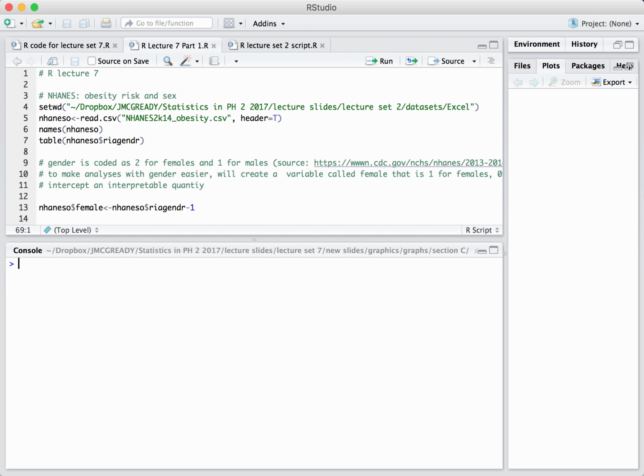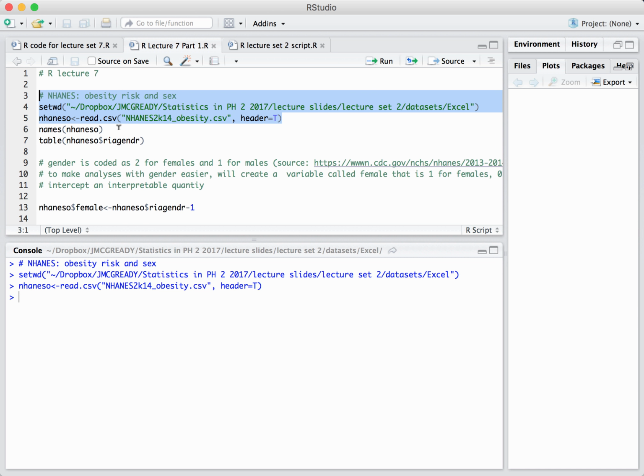So I'm going to be working off the obesity, risk, and sex and other predictors data set from NHANES data from 2013 to 2014. I'm just going to read this in again, set my working directory, read it into an object called NHANES O, and just look at what we have here.